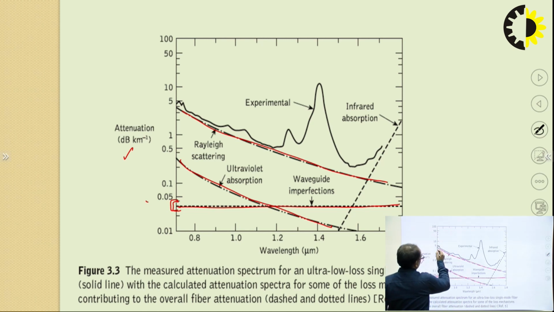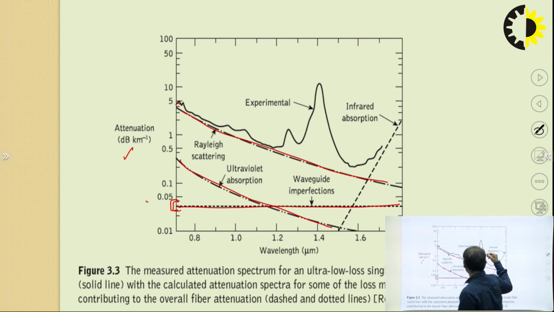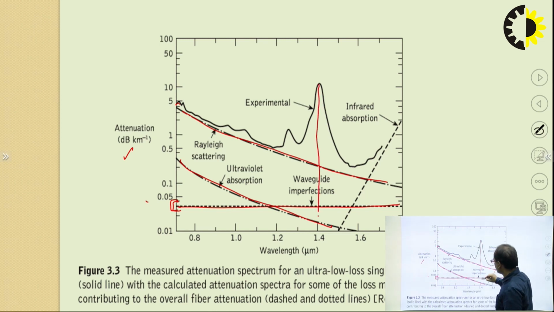So overall, in the experimental graph between attenuation and wavelength, around 1400 nanometer the absorption suddenly increases, and around 1550 nanometer we have the least attenuation or absorption.